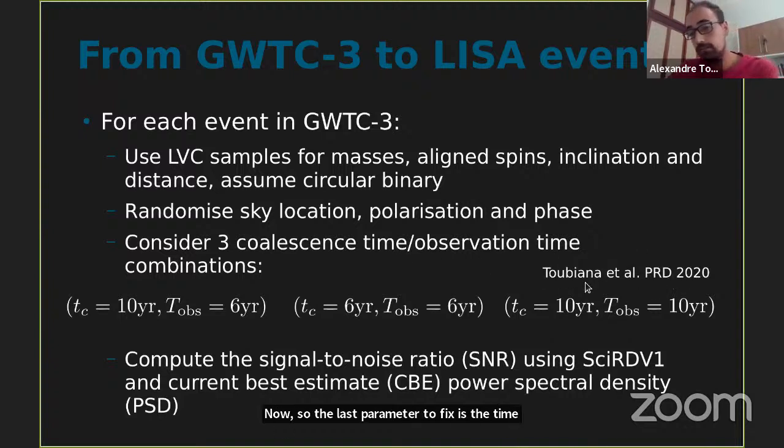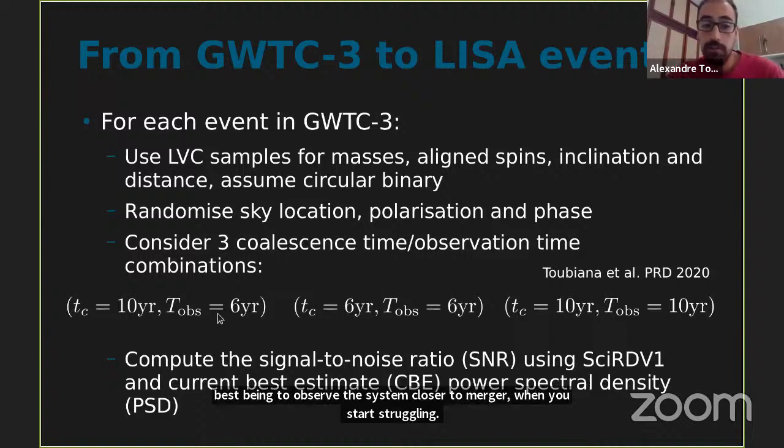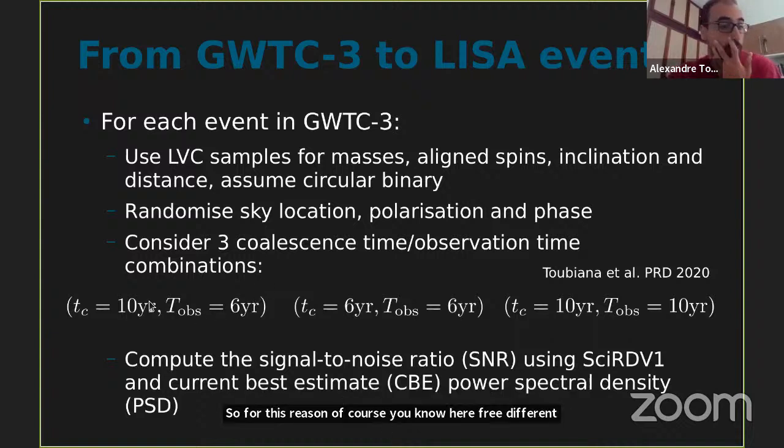So in this study two years ago, we had shown that this is a very important parameter. Depending on at which stage you observe stellar mass black hole binaries with LISA, the result for the parameter estimation in particular can vary a lot, the best being to observe the system closer to merger when it starts chirping. For this reason, we consider here three different possibilities, so three combinations of time to coalescence and observation time.